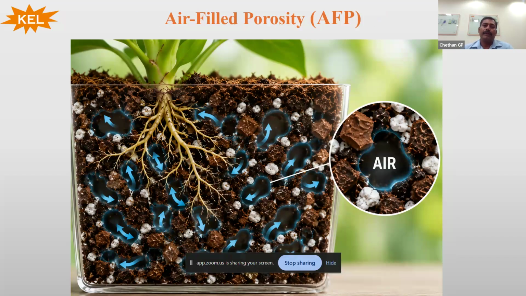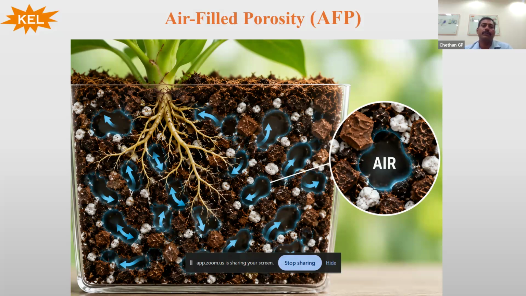Air-filled porosity. Air-filled porosity represents the percentage of substrate volume occupied by air after drainage. Although water is essential for plant growth, oxygen is equally important. Poor aeration favors pathogens like Pythium, Phytophthora, and Fusarium. Materials such as perlite, cocopeat, and coco chips significantly increase the air-filled porosity. Their larger particles create interconnected air channels that remain open even after irrigation.